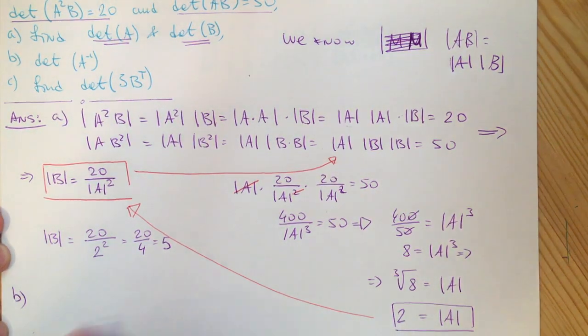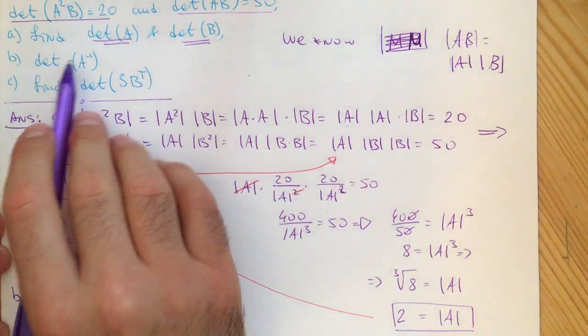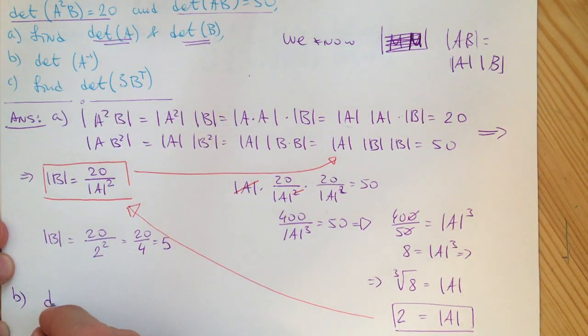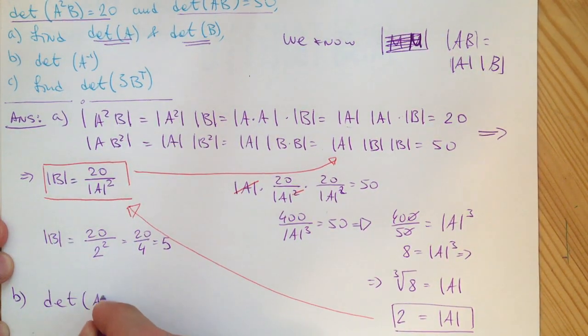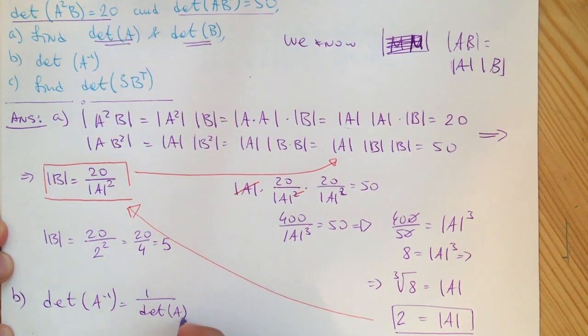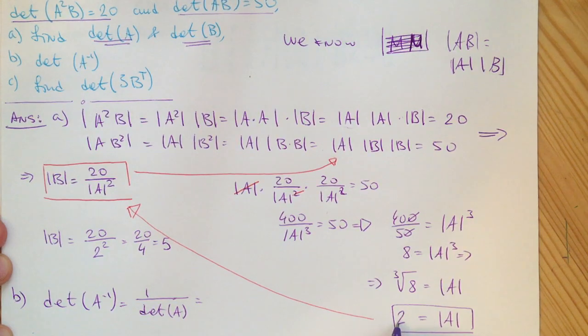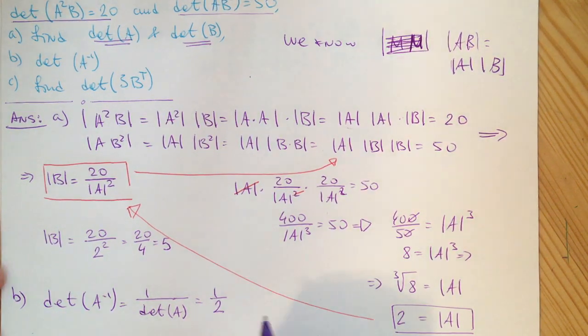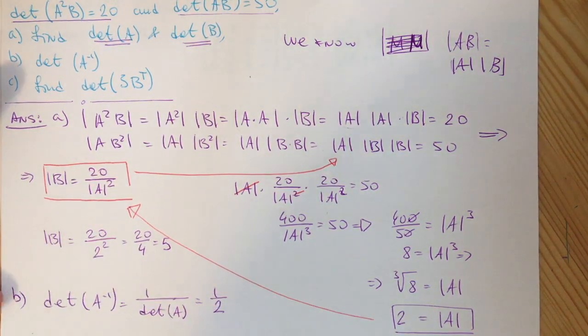B is a very straightforward question. It just asks us what is the determinant of A inverse, and we know that the determinant of A inverse is equal to 1 over the determinant of A, and I have the determinant of A, that's 2, so the answer is 1 over 2, sorry.